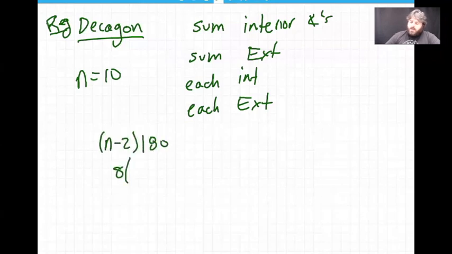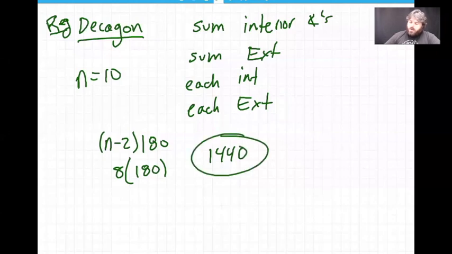Okay, so 8 times 180, that's going to be 1440. Yeah, 1440. That's the answer to this first question, 1440 degrees. The sum of the exteriors, remember that's always 360. That's our easiest one. If they ask that question, we got that one.